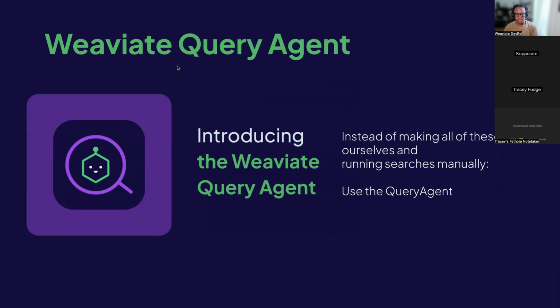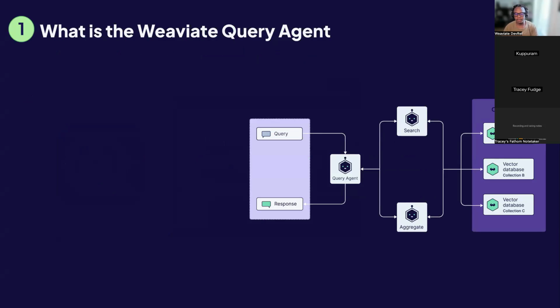The idea behind the Weaviate Query Agent is to essentially have a large language model make decisions for us with respect to what searches we should run, what queries we should be making, and what tools we should be using. If you're trying to figure out why you should use something like Query Agent, if you're tired of having to think about building an agent or an agentic application, this is the perfect thing to use.